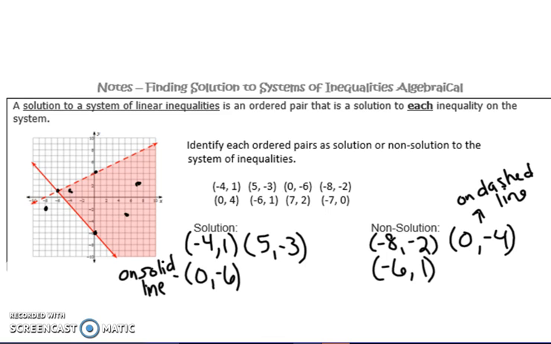(7, 2), well, that's in my shaded area, so that is a solution. And the last one, (-7, 0). Well, that's not in a shaded area, so that is not a solution. The big thing for determining solutions from a graph is you have to see, does it fall in the shaded area where the graphs intersect? And if it falls on a line, is it a solid line or a dashed line? Dashed lines are not included. Solid lines, they are included.